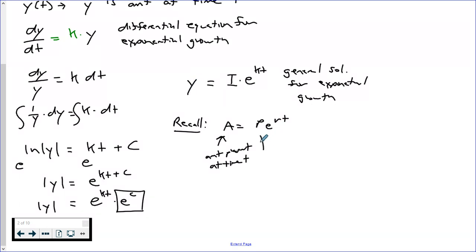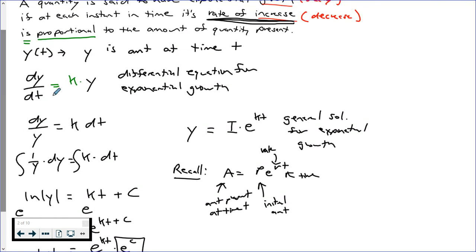The P, I don't know if you remember, we call that the principal or the initial amount. E is Euler's number. R is the rate, usually the APR, the rate of increase or the rate of decrease. And T is just time. And so that's your exponential model right there. And you're like, holy cow, I just derived basically PERT from this differential equation.